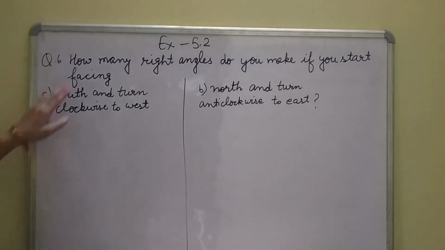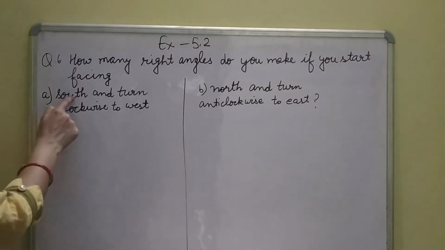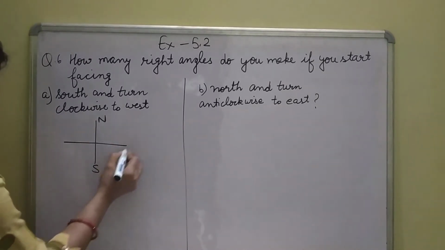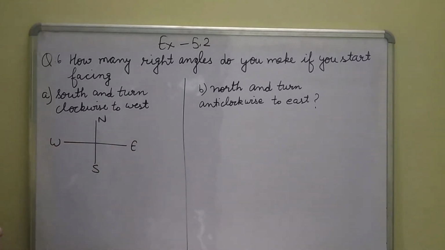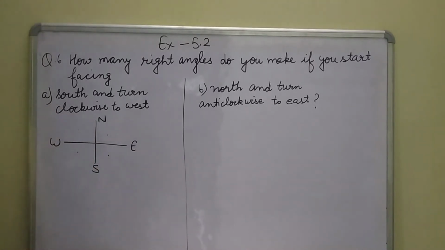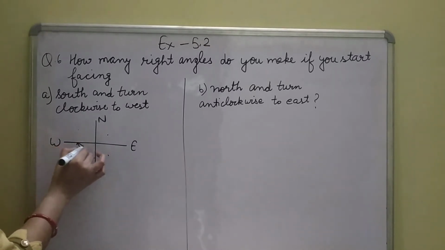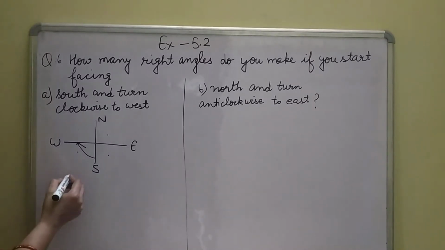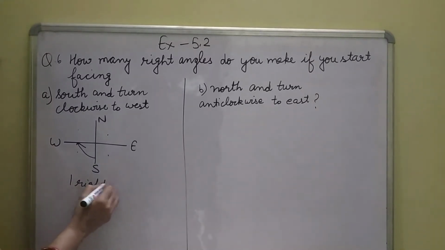Question number 6 is, how many right angles do you make if you start facing south? Means directions. So let's draw the directions. North, south, east and west. As we know, this is 90, this is 90, this is 90, this is 90. So total 4 angles of 90 degrees we are having. We are facing south and turn clockwise to west. This is our clockwise. So south to west. How many right angles have we covered? 1 right angle.